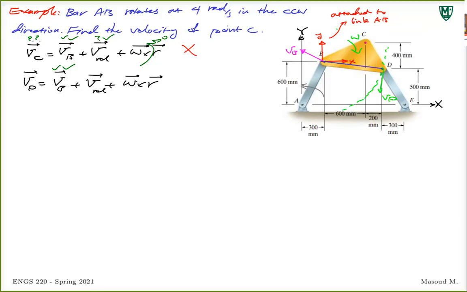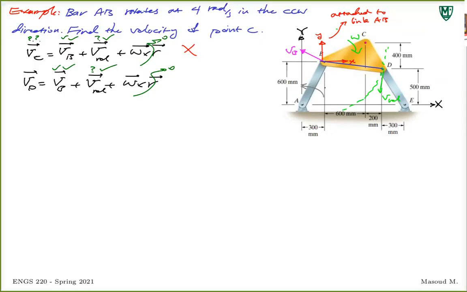All right. So we don't know the magnitude of V relative. This is not VD, this is V relative. We don't know the magnitude, what we know is direction. Omega cross R is still 0. Let's look at VD. Now, what changed? I moved from C to D.